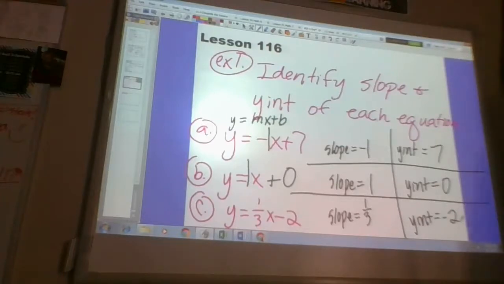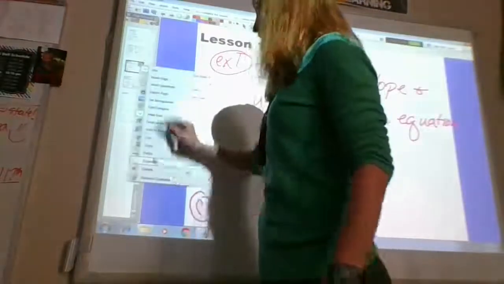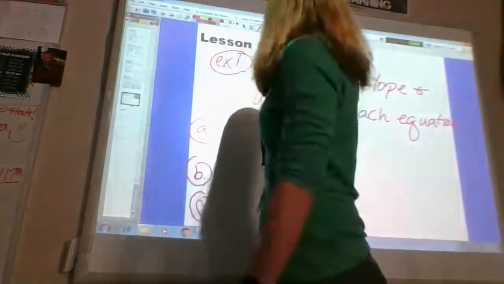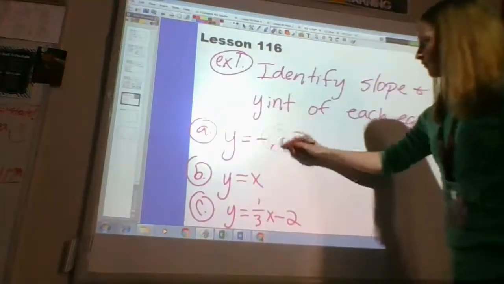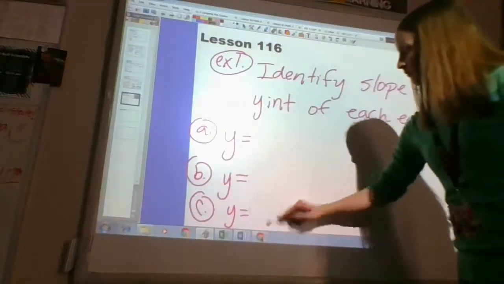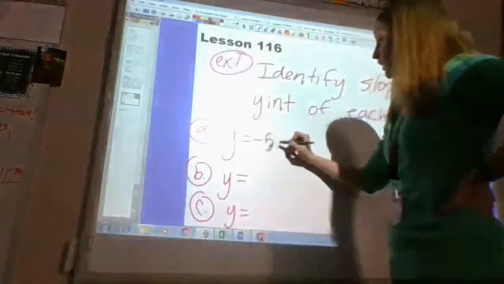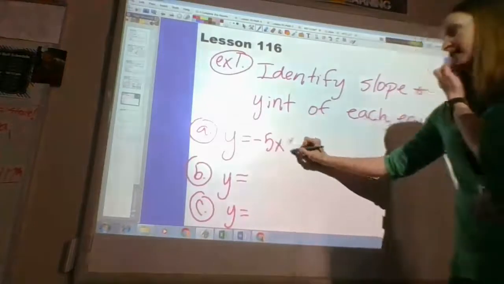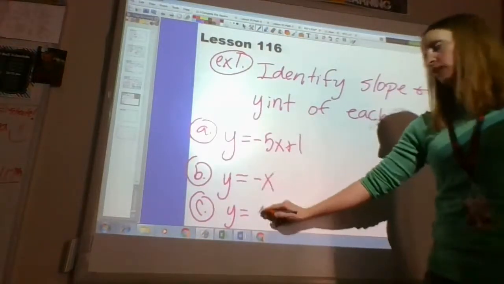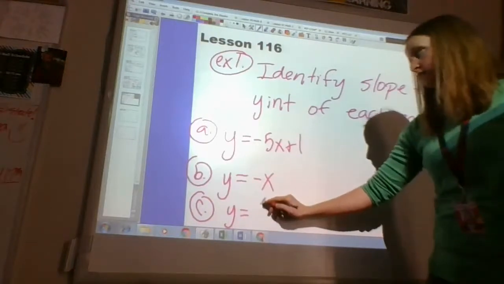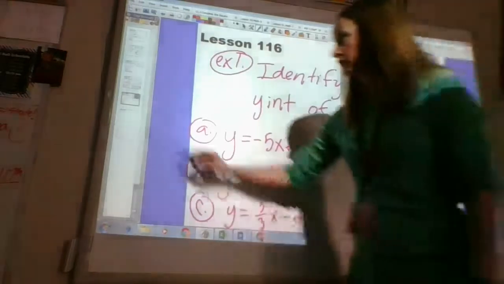So I'm actually going to give you another slide, just like this one. And I'm going to ask you to identify the slope in the y-intercept of some new ones. Let's go y equals -5x plus 1. Let's go y equals -x. And let's go y equals 5/3 x minus 2.